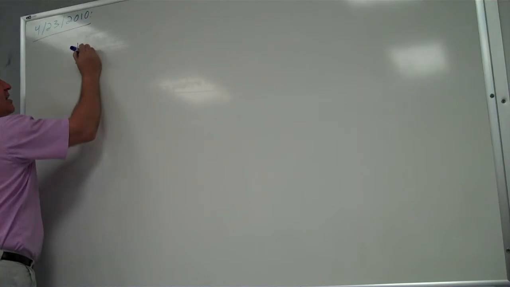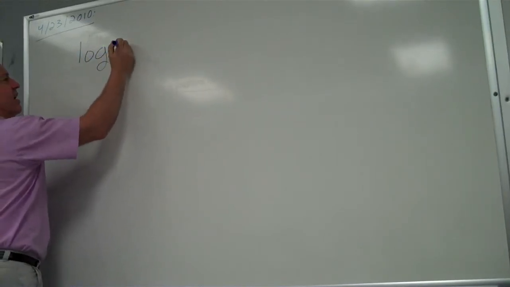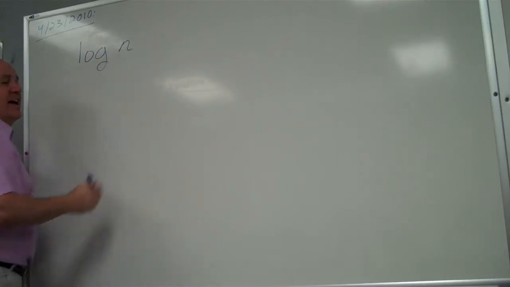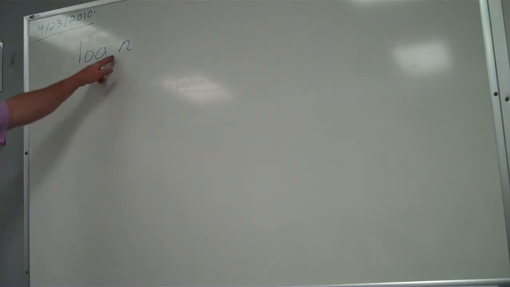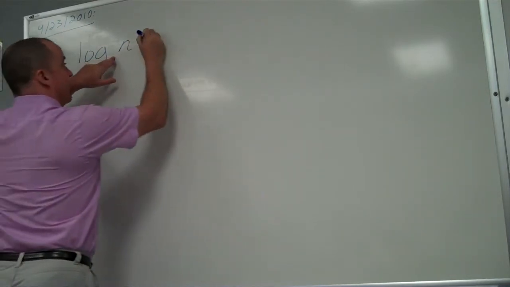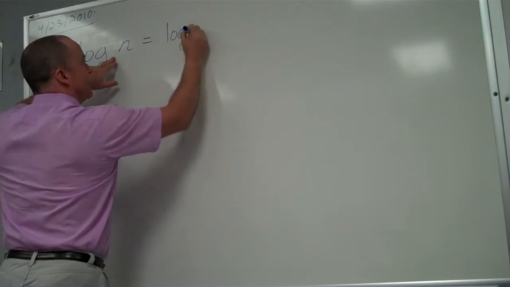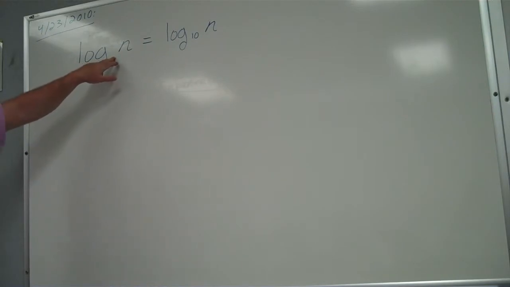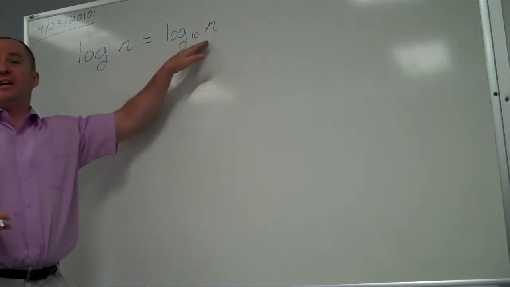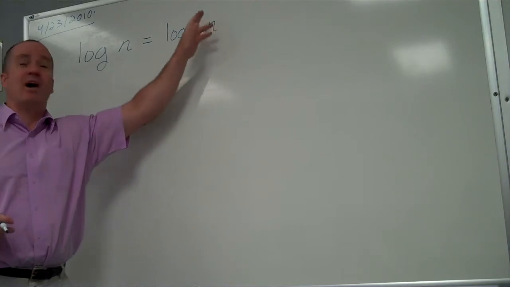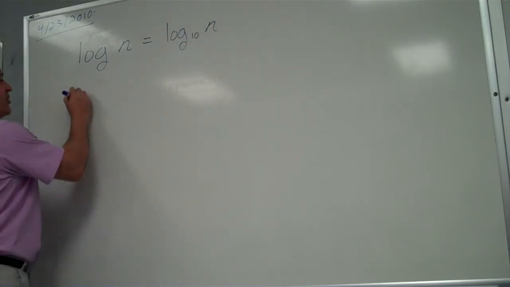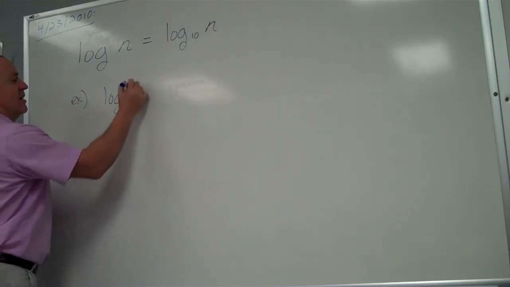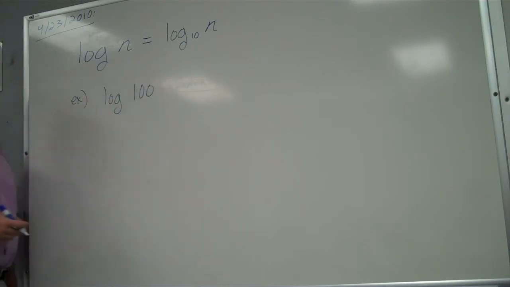If you just see log of a number, I'm going to call that number n. If all you see is log and you don't see anything here, the understood number is 10. Oh, I forgot about this. Okay, the understood number is 10. If you just see log, it's log base 10. So the question is, 10 to what power equals this number? So if I just, for example, say log 100, and I don't give you a number here, what is understood to be happening there? What is the question, and what is the answer?